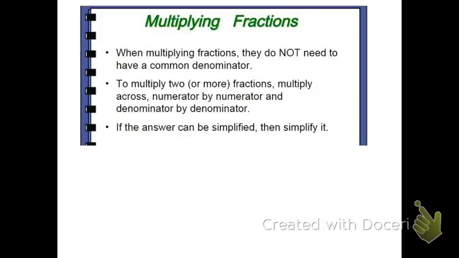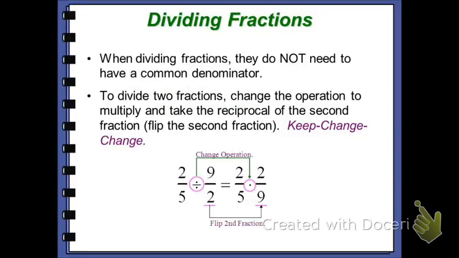Okay? Again, when you're multiplying, you don't need a common denominator. You do not need it. Don't make it too hard. You simply multiply straight across, numerator by denominator, then simplify the answer, or simplify first and then multiply straight across. When you're dividing, remember to change the operation from division to multiplication and take the reciprocal. Flip that second fraction over.